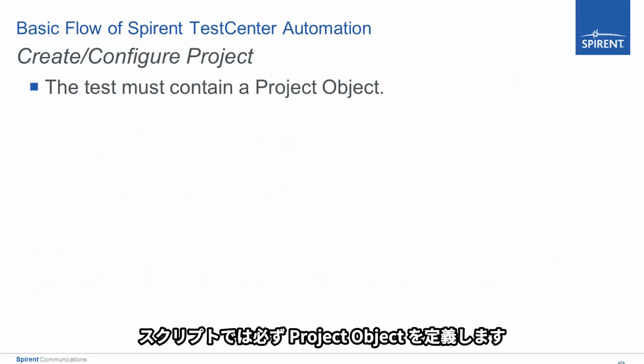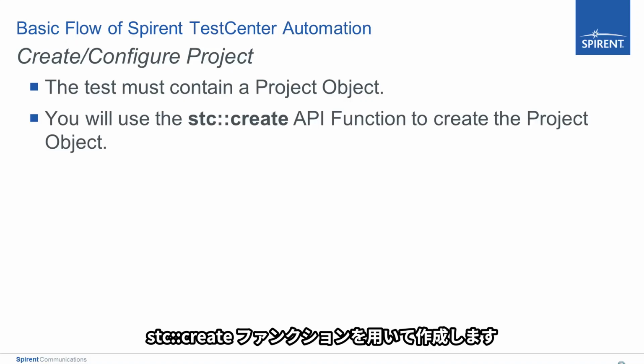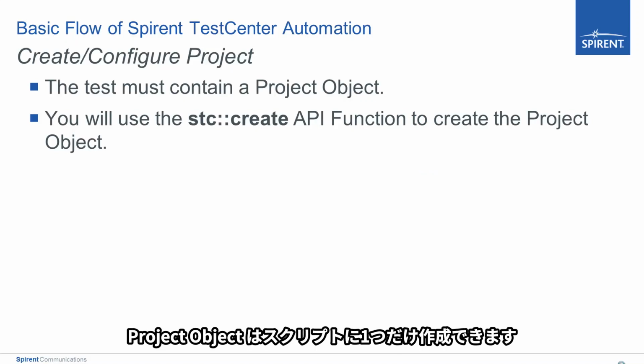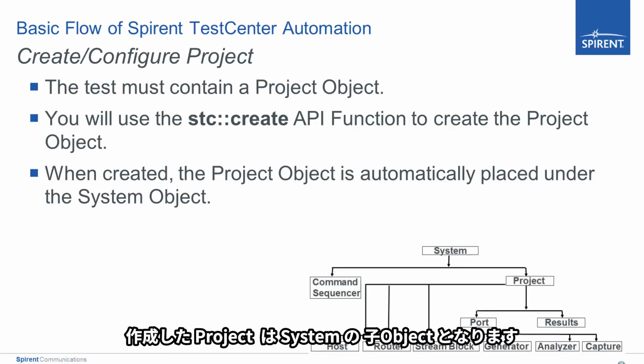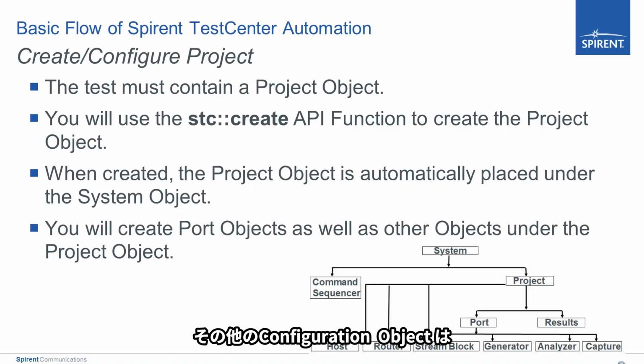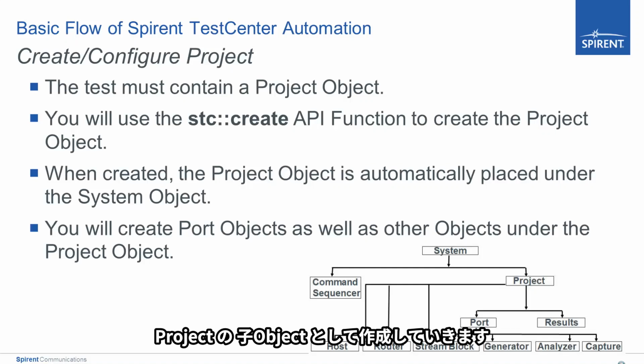Your script must contain a project object. Now, the system object will be created for you automatically. However, you will have to create the project object using the stc::create API function. You can only create one project object within a script. When created, the project object is automatically placed under the system object. You will create port objects as well as other objects under the project object. The project is directly under the system. You're going to use that to build your hierarchy down from there.